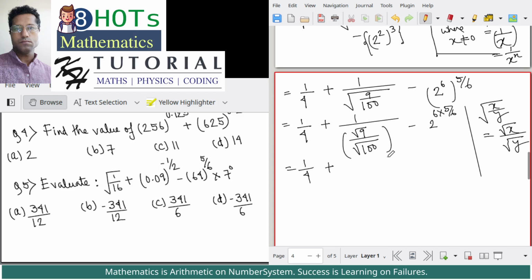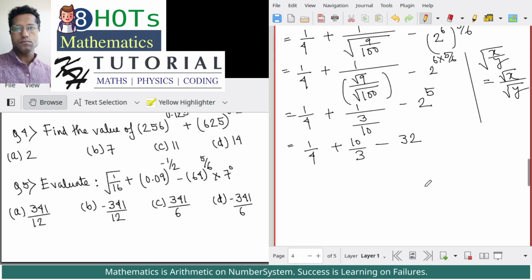1 by (square root of 9 divided by square root of 100), so this becomes 1 by, what is the square root of 9? The square root of 9 is 3, and what is the square root of 100? It is 10. We have now 2 raised to the power, 6 multiplied by 5 by 6 is 5. Okay, so this is 1 by 4. Now 1 by (3 by 10) is nothing but 10 by 3, and we have 2 to the power 5. What is 2 to the power 5? 2 to the power 4 is 16, and 16 multiplied by 2 is 32. 2 to the power 5 is 32.